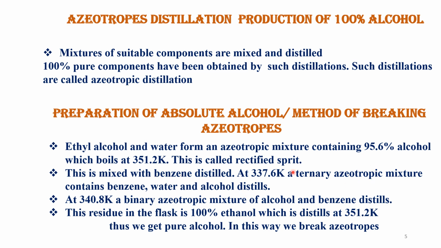So the mixture is kept at 337.6 Kelvin, a ternary azeotrope mixture that contains benzene, water, and alcohol. At 340.8 Kelvin, the binary azeotropic mixture of alcohol and benzene distills. So the flask contains 100 percent ethanol, which distills at 351.2 Kelvin. Thus, we get pure alcohol. In this way, we break the azeotropes by adding a third component.